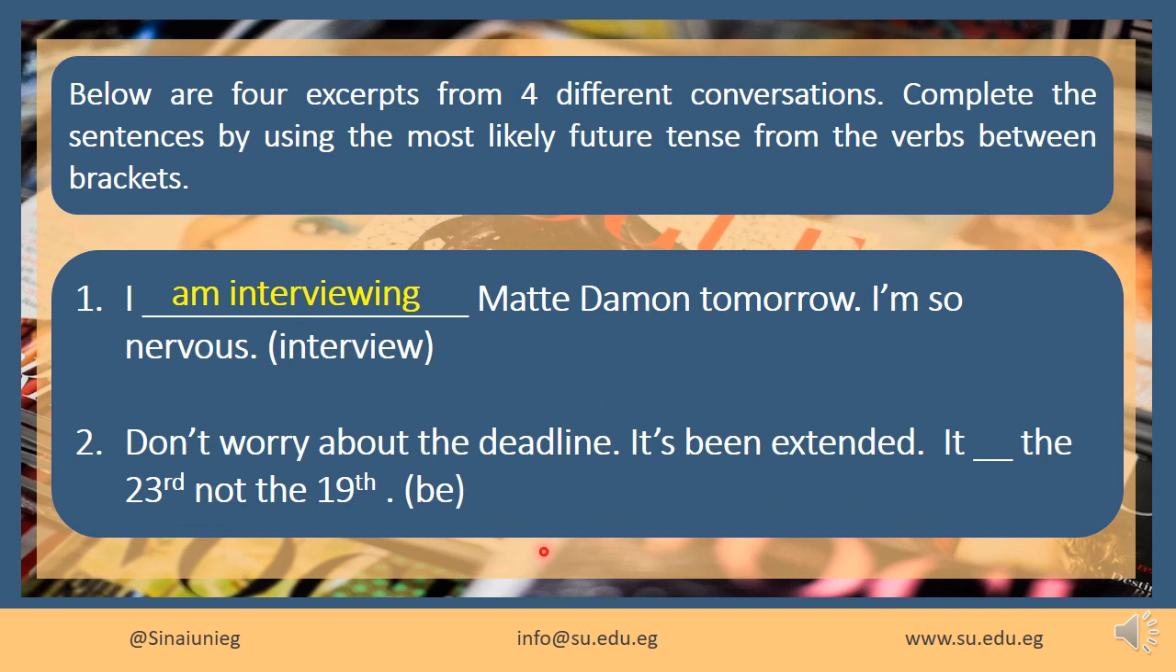The other sentence: don't worry about the deadline, it's been extended, it blank the 23rd, not the 19th. And the verb is be. If you take a closer look, you'll find that we have deadlines here, so it's apparently a schedule, and in the schedule case we use, do you remember? Of course we use the present simple, so it's going to be, it's the 23rd, not the 19th. Did you get it? Okay.